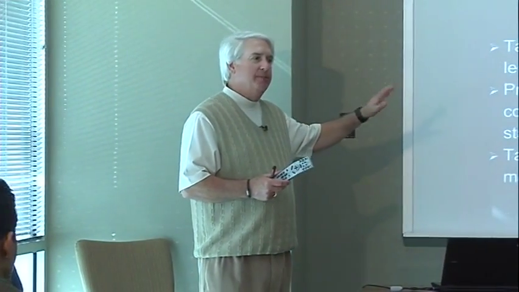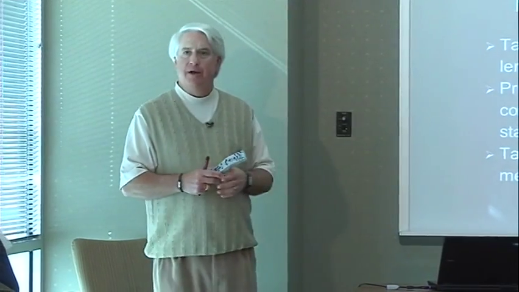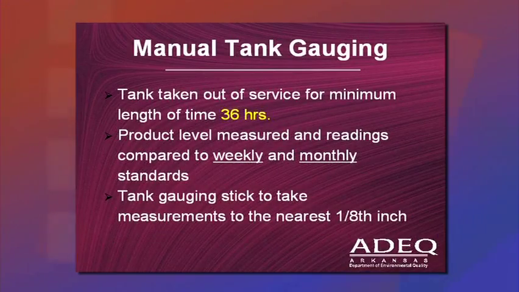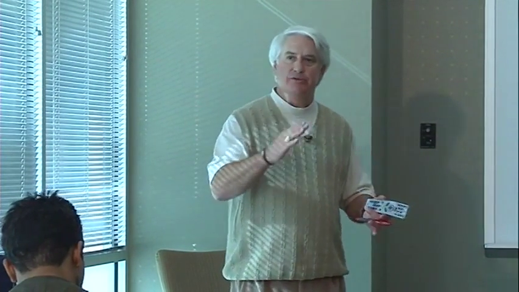All right, so now we're going to talk about manual tank gauging. The manual tank gauging is the last of the monthly release detection. A lot of people are not using manual tank gauging for this first reason, is that the tank has to be taken out of service. The tank has to be taken out of service for a minimum length of time of 36 hours. Depending on the diameter of the tank, you might have to take this tank out of service for 54 hours, but at a minimum, 36 hours is required for the tank to be out of service.